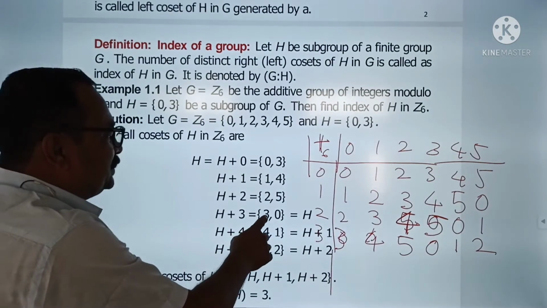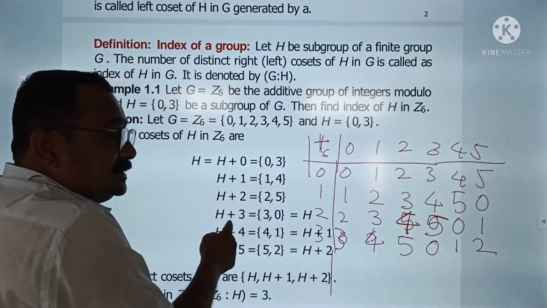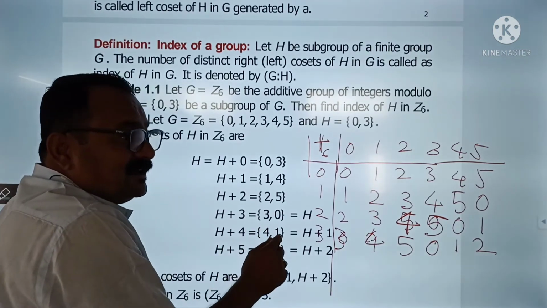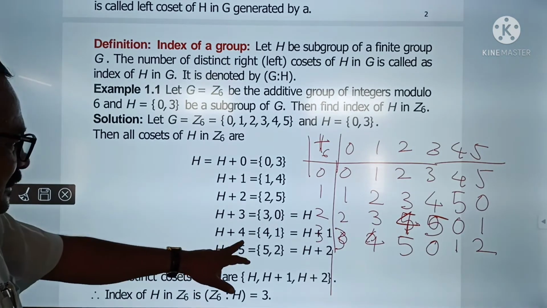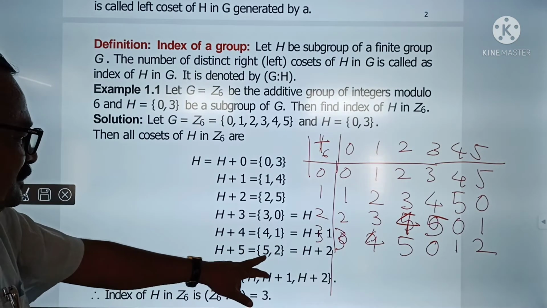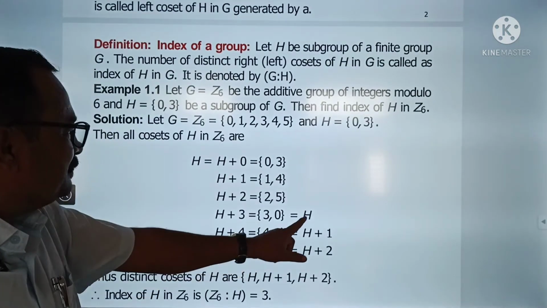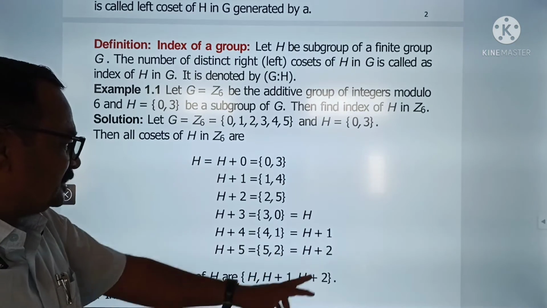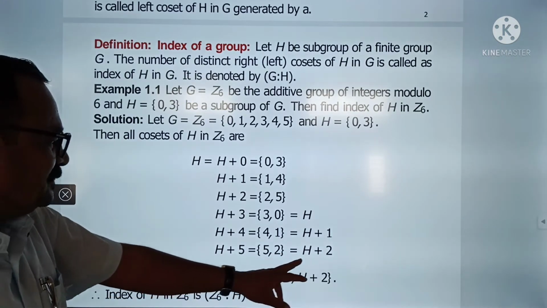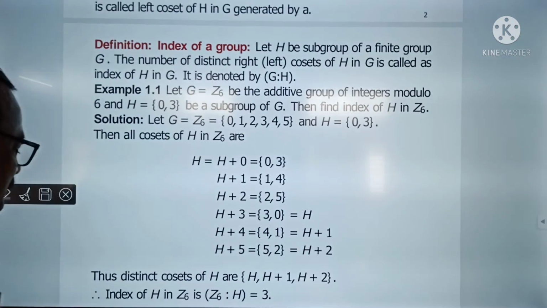H plus 3 is 3, 0 means 0 plus 3 is 3, 3 plus 3 is 6, 6 divided by 6, remainder is 0, so 3, 0. Similarly you can get H plus 4 is 4, 1; H plus 5 is 5, 2. But see now, this H plus 3 means H, 0, 3 or 3, 0, they are the same. H plus 4 means H plus 1. H plus 5 means H plus 2. H plus 2 is 2, 5 and H plus 5 is 5, 2, they are the same.